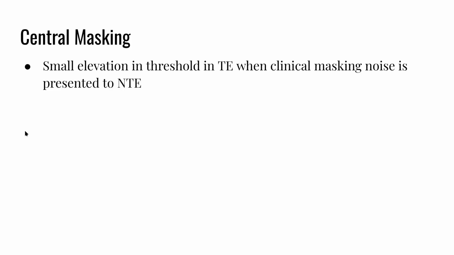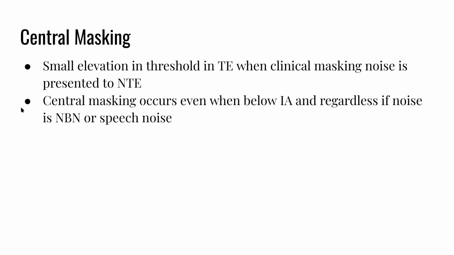Let's talk about a different concept for a moment. We talked about masking for a minute there. Let's talk about something different called central masking. It happens when you present a masker or noise, be it narrowband noise or speech-shaped noise, to the non-test ear. It's a small elevation in threshold in the test ear when clinical masking noise is presented. This can occur even when below intraoral attenuation levels. So even if you only have 30 dB EML masking, this can cause central masking. This is because it's related to a centrally mediated phenomenon.